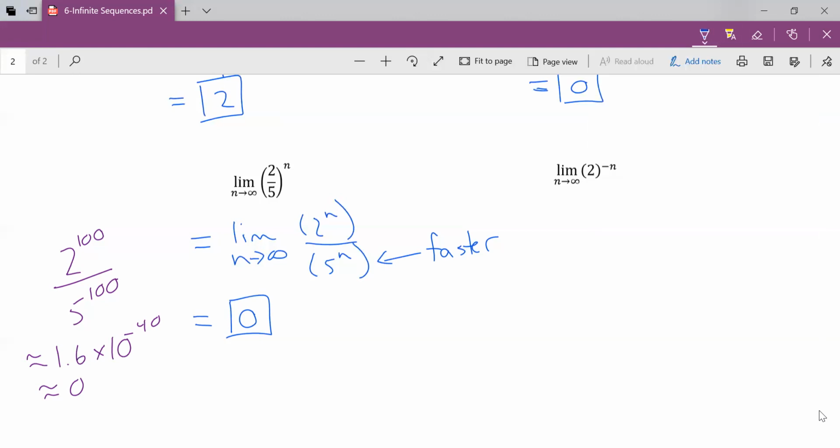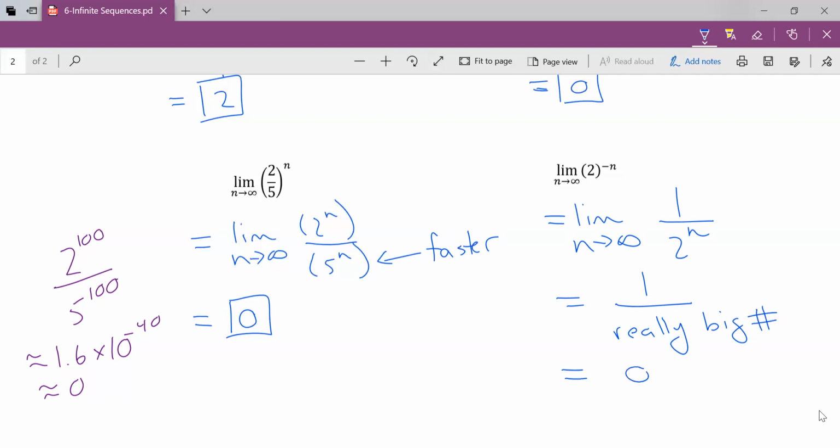Okay, one more of these crazy looking things. The limit as n goes to infinity of 2 to the exponent negative n. Well, I don't like negative exponents, so let's rewrite this thing. That's 1 over 2 to the n, right? Write it with a positive exponent. Now, if we let n go to infinity, we're going to get 1 divided by a really big number. And 1 divided by a really big number, we know, is 0. And again, you could check your work by subbing in a value like 100 and seeing what happens in your scientific calculator.